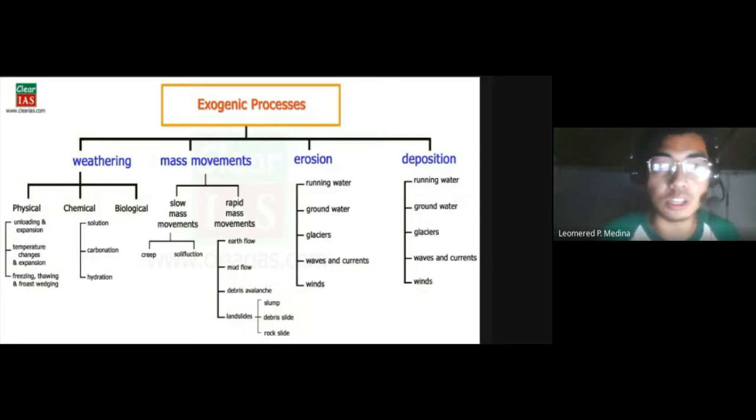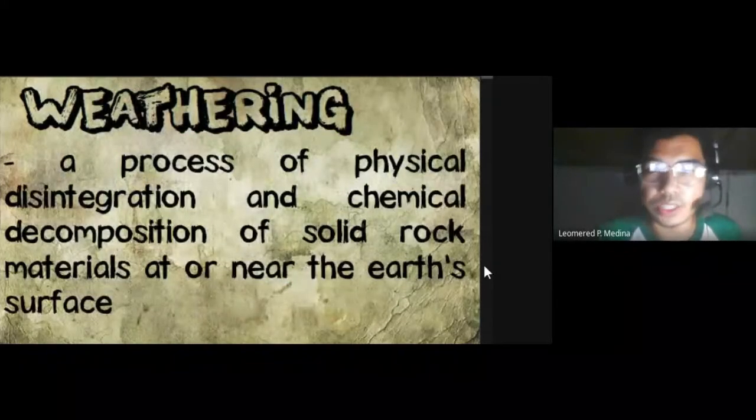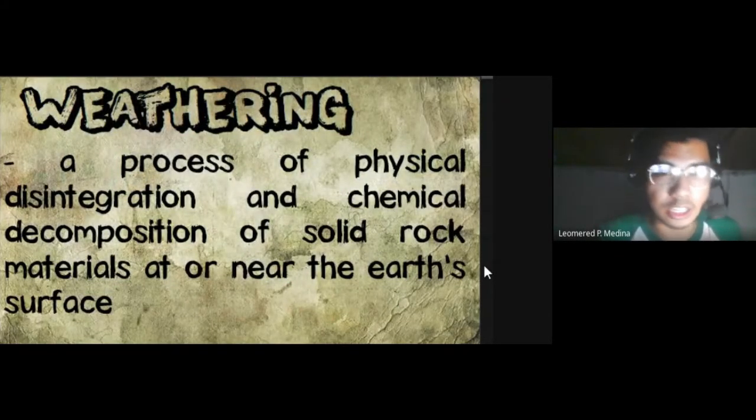And let's simply start with weathering. Whenever we are talking about weathering, it is known as a process of physical disintegration and chemical decomposition of solid rock materials at or near the Earth's surface. It is the process in which the different rocks and minerals that are present on the surface of the Earth are eroding or being broken down into smaller pieces.